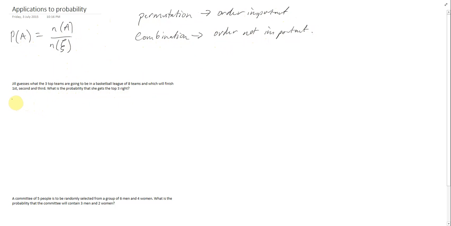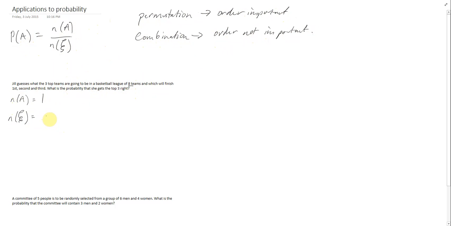Well, first we need to figure out the number in the event space. Now the event A is Jill getting her guess right. Now she guesses who's going to be first, second, and third, so there's only one guess that's made. So the number of successful outcomes is 1. Now we need to figure out the number of events in this sample space, and that's basically the number of arrangements, the number of ways that we can have a first, second, and third team out of 8 teams.